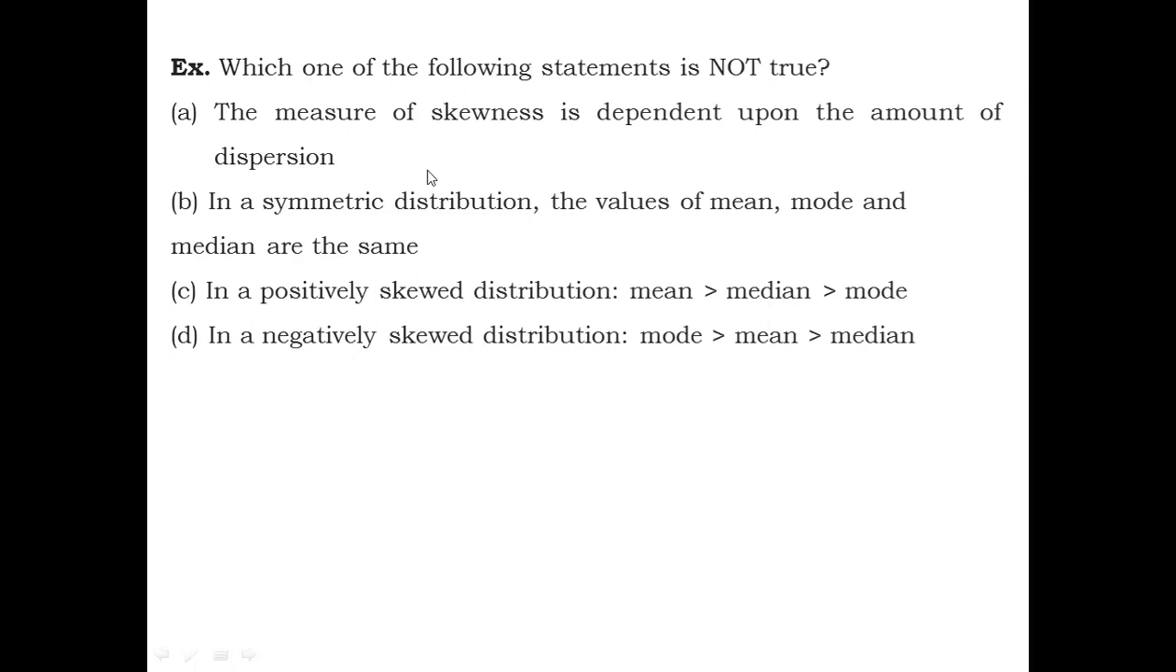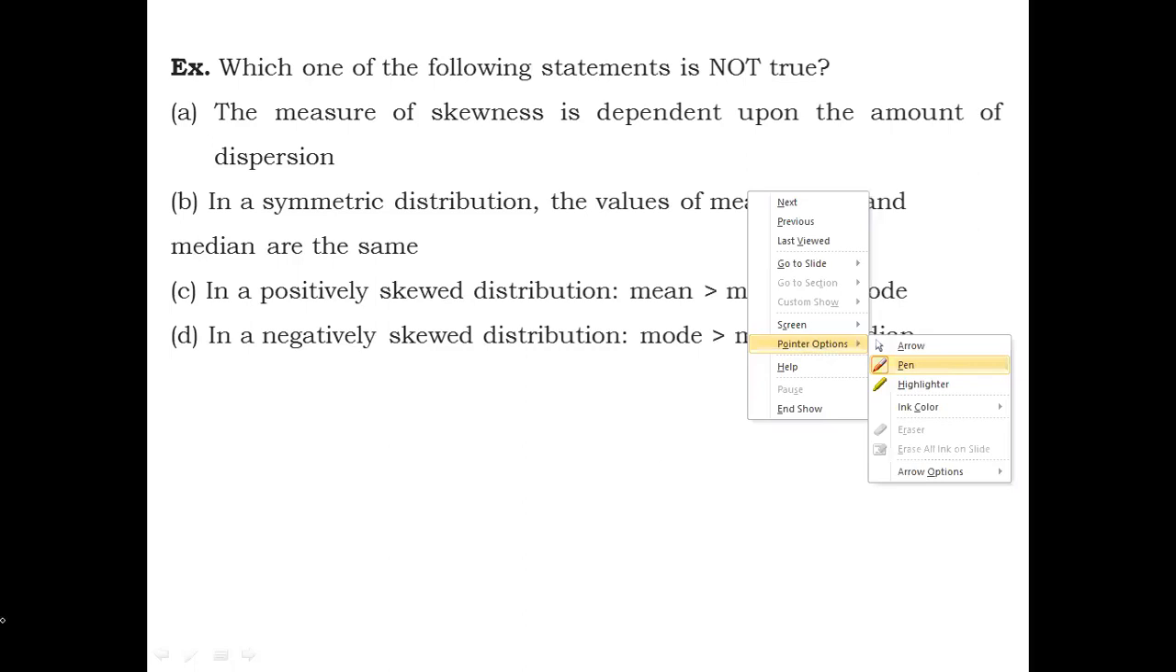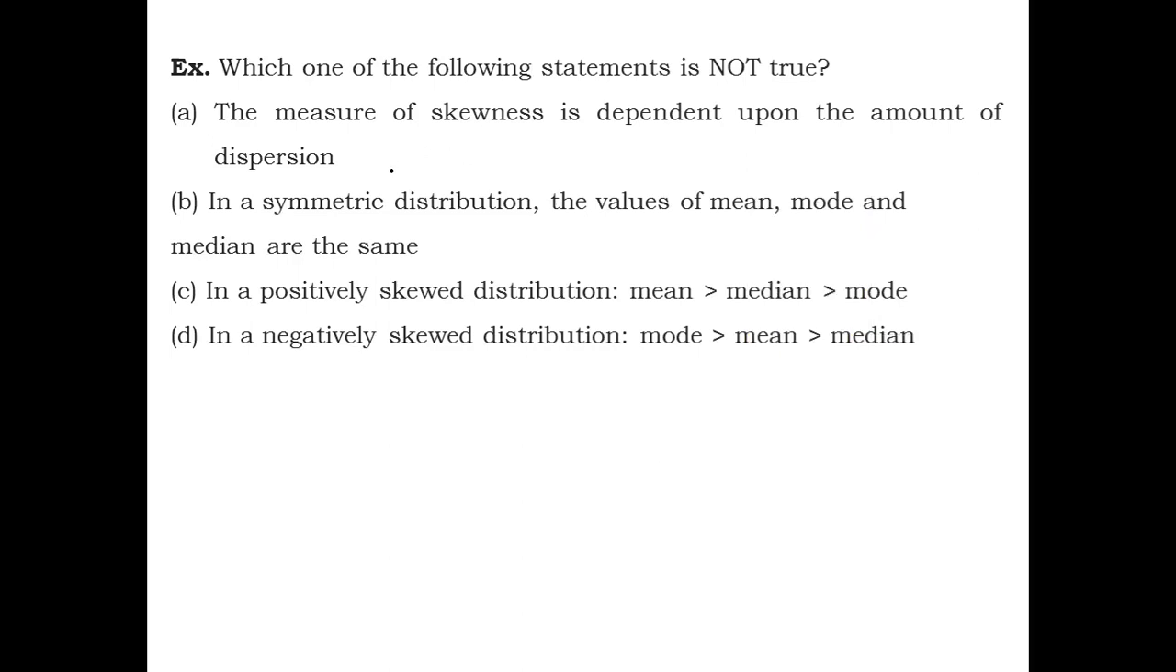Yes, I had written the formula. That's why I explained it in the previous slide about skewness. That was the purpose, and in that I had written beta 1 equal to mu 3 square upon mu 2 cube. Now this mu 2 is nothing but variance, and that is a measure of dispersion. So definitely skewness depends on the variation or dispersion. So statement A is correct.